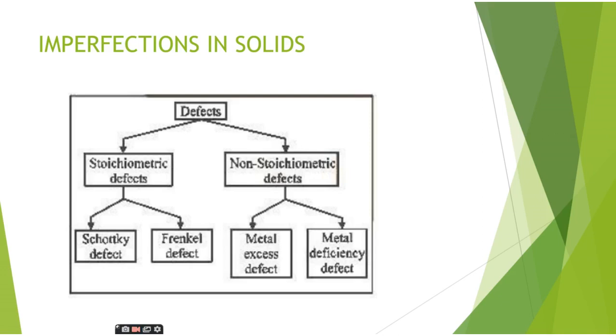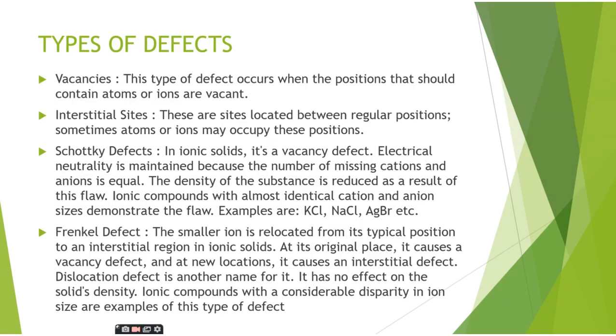Now coming to the imperfections in solids, these imperfections are also known as defects. There are mainly two types of defects, stoichiometric and non-stoichiometric. Stoichiometric defects are classified as Schottky and Frenkel defect, whereas non-stoichiometric defects are classified as metal excess defect and metal deficiency defect. Now let us see all of them.